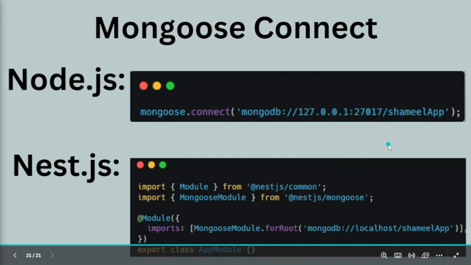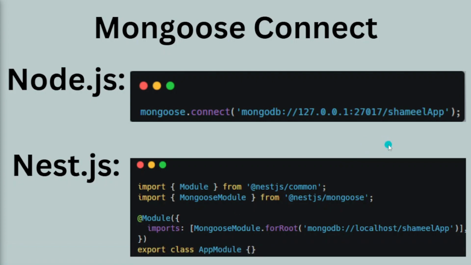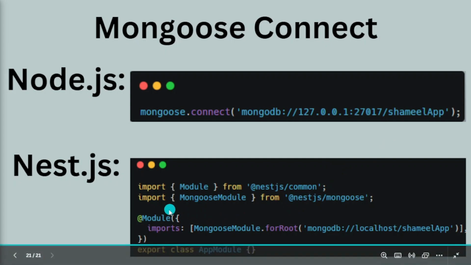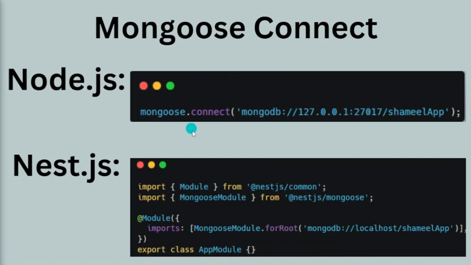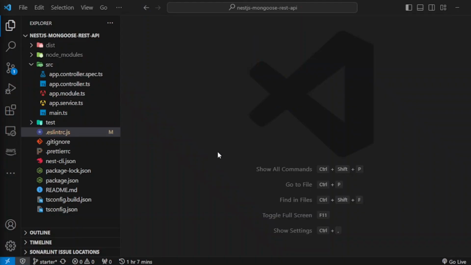You know that in Nest.js we have an app module, right? So you would use import Module from @nestjs/common, and this line is very important: import MongooseModule from @nestjs/mongoose. This needs to be installed if you don't have it installed already. And in the module's imports, you would use something like MongooseModule.forRoot. This forRoot is similar to connect, and it accepts the exact same object which connect accepts in Node.js. These are the two similarities between Node.js and Nest.js. So let's move ahead and try to connect it in our application.